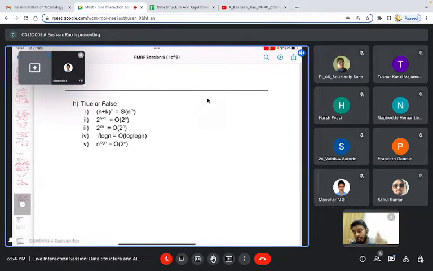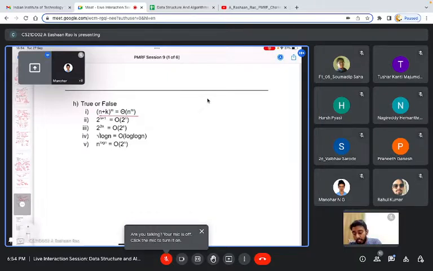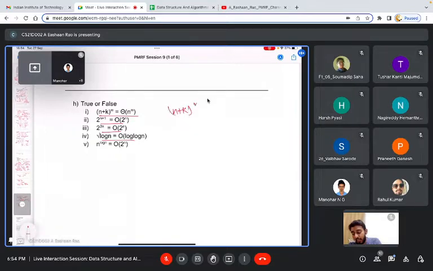Okay, now this is a true or false question. We have certain functions and we have to see whether these equations are actually correct or not. First, let's take n plus k raised to m, and it says it should be theta of n raised to m. If we take an example, n plus 2 squared, here k is 2 and m is 2. We know that the highest term will always be n square.